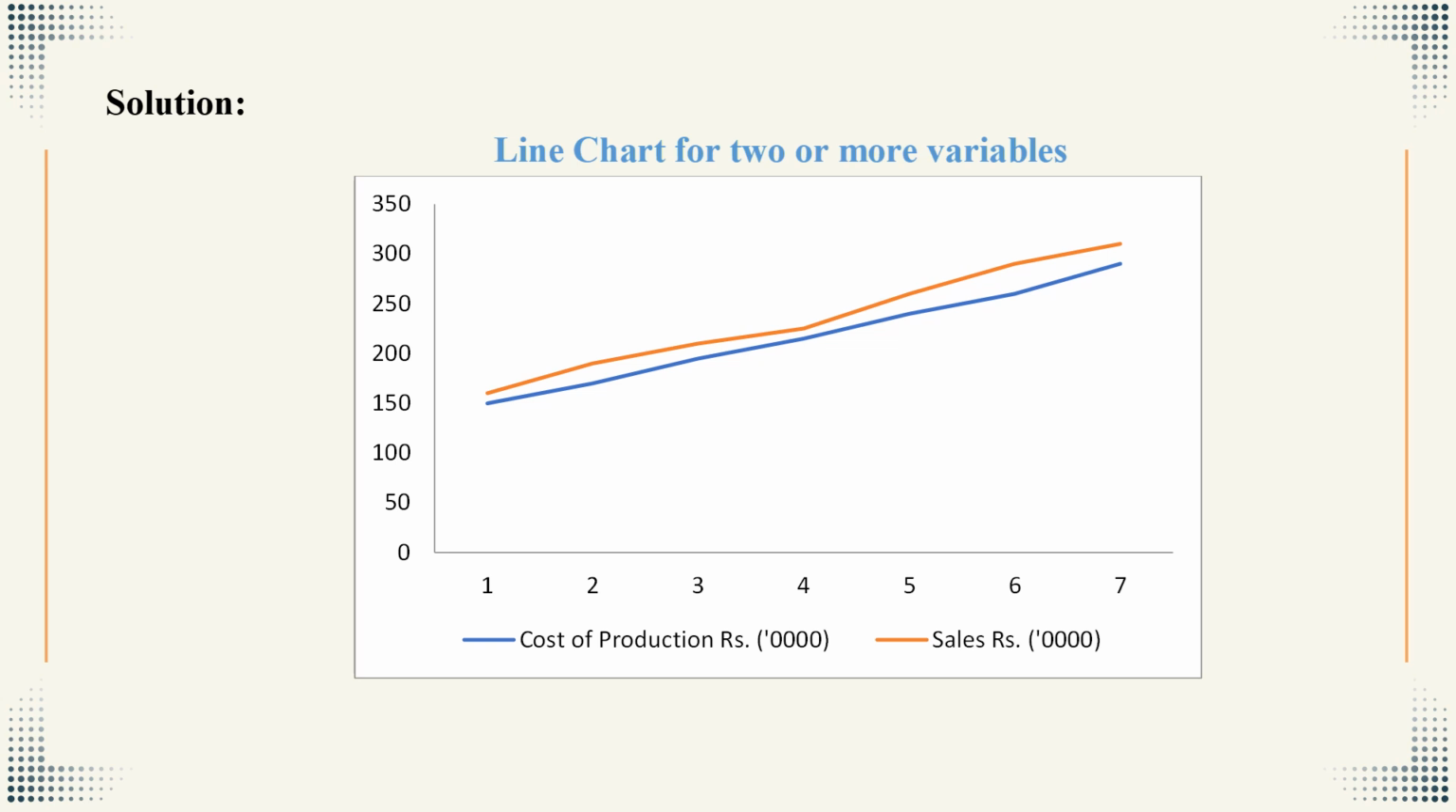From this graph, you can find that in years 5 and 6 there is a big difference. That means the profit is greater, and in year 7 it is gradually coming down. In the fourth year, you find that the sales profit is very low because the difference between the two lines is very small. That is the sales line and the cost of production line. In the second year, the profit is somewhat greater because the difference is greater.